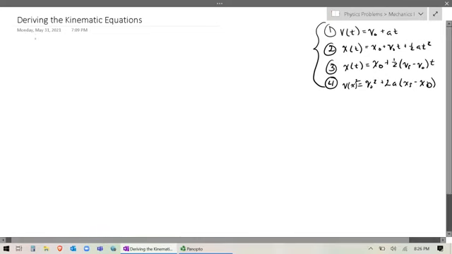So the first thing that we're going to do is start off with Newton's second law, which is force is equal to mass times acceleration. Mind-blowing, right? Okay. So the first thing you're going to want to do is rearrange this so that acceleration is force over mass. We know that acceleration is the time derivative of velocity, so we're going to replace a with dv/dt. That gives dv/dt is equal to force over mass.